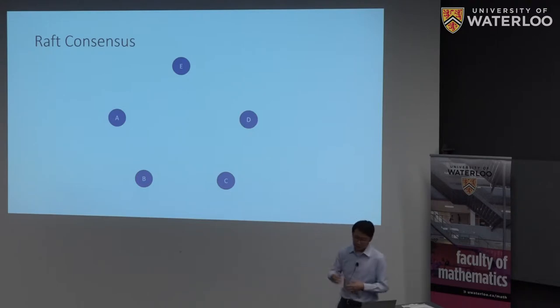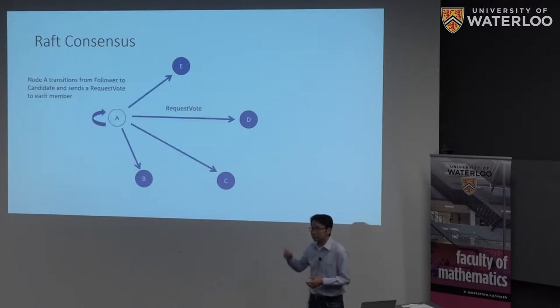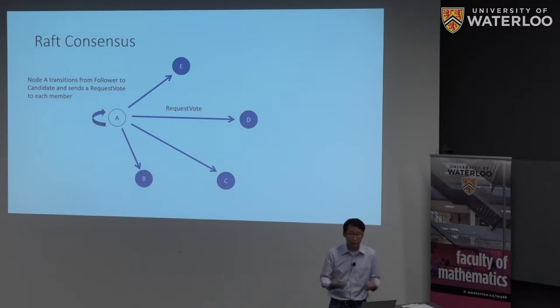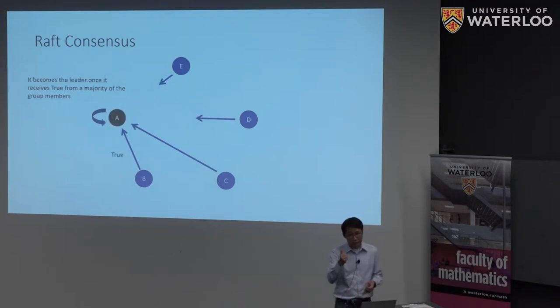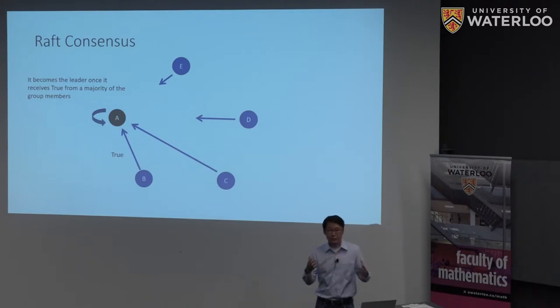Raft is a leader-based consensus protocol, so we must first elect a leader from the different participants. In this case, we have five participants. They all start off initially as followers. Now, node B here transitions from a follower to a candidate. Typically, this happens if it hasn't received some type of message from the leader for some time. As a candidate, it's going to send a vote request message to the other participants. And if it receives a thumbs up message from a majority of the nodes, then it's going to become the next leader for this consensus group.